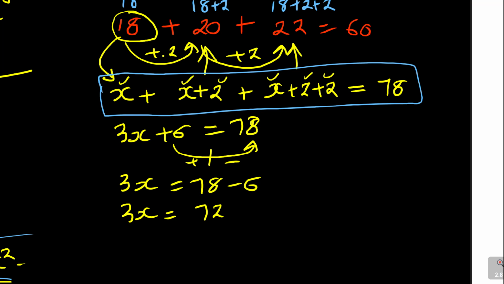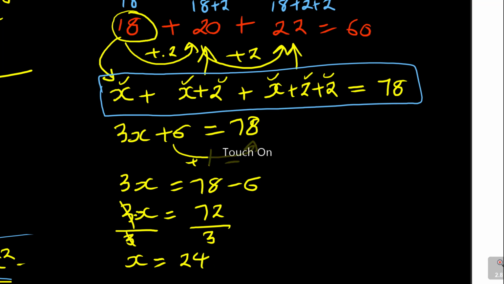From here, you are left with 3x, 3 times x. The opposite of 3 times x is divide by what you don't want. You don't want this 3 here. But what you do on the left, you do on the right. So what is my x? X is 72 divided by 3. I think 3 into 7 is 2, and then carry 1, 3 into 12, I think it's 4.